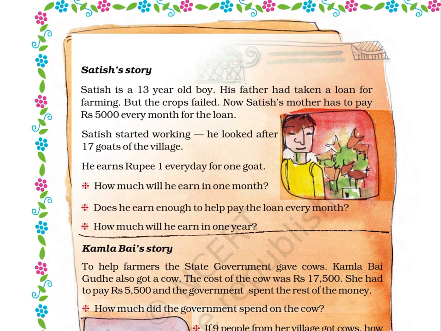His father had taken a loan for farming, but the crops failed. Now Satish's mother has to pay rupees 5,000 every month for the loan. Satish started working. He looked after 17 goats of the village. He earns rupee 1 every day for 1 goat. To the right side of the page we have a small picture of Satish looking after the goats.